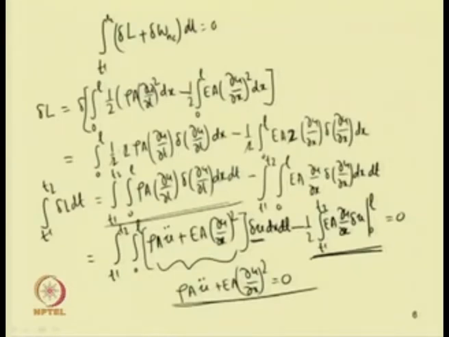So that is integration, T1 to T2, in 0 to L, half rho A u dot squared. Then it becomes rho A del u by del t into del of del u by del t dx dt, del u by del t into dx dt.